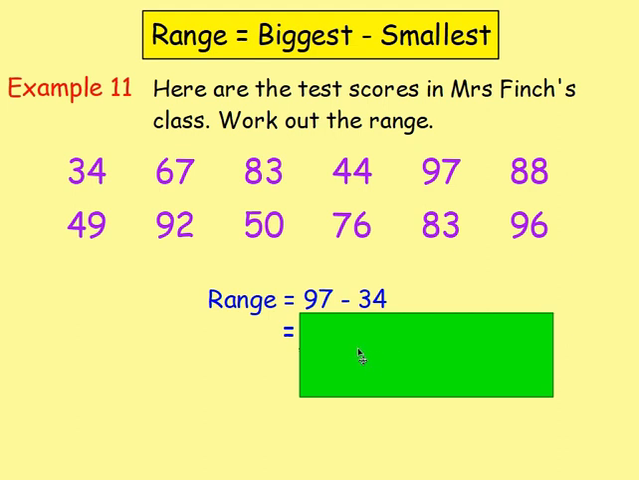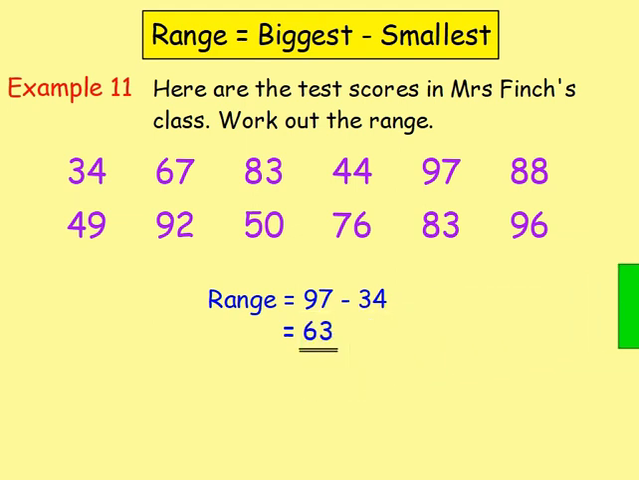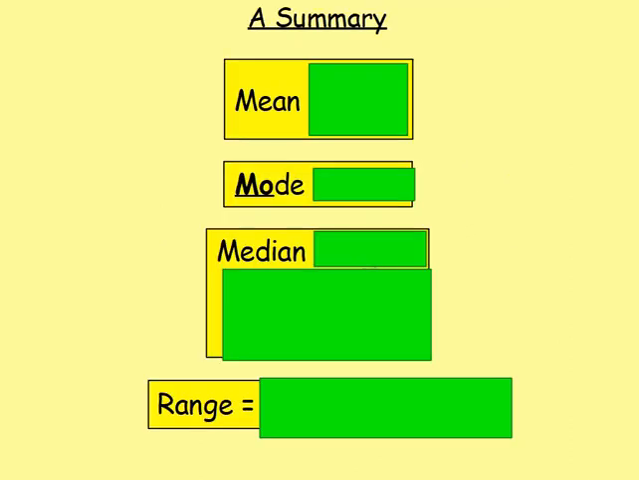Good. So we've got 97, take away 34. Callie, that would give us an answer of 63. Well done. So you get 63 for the range. Woo! Hopefully this has made sense.